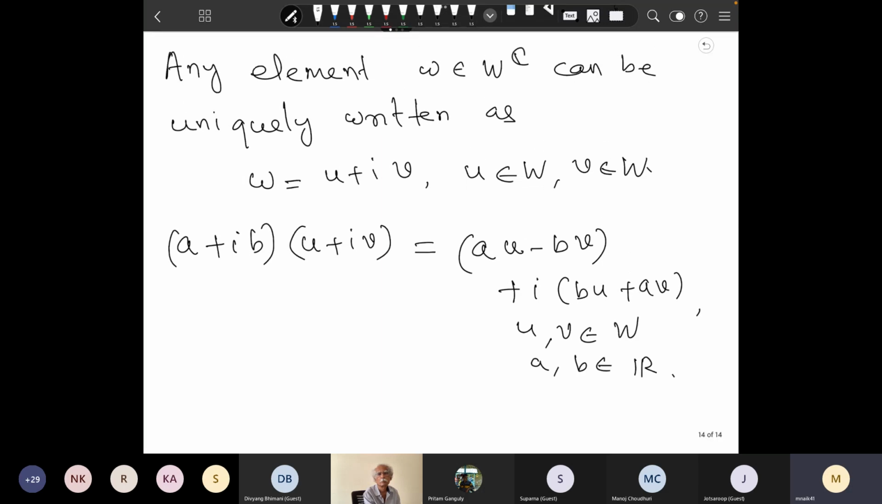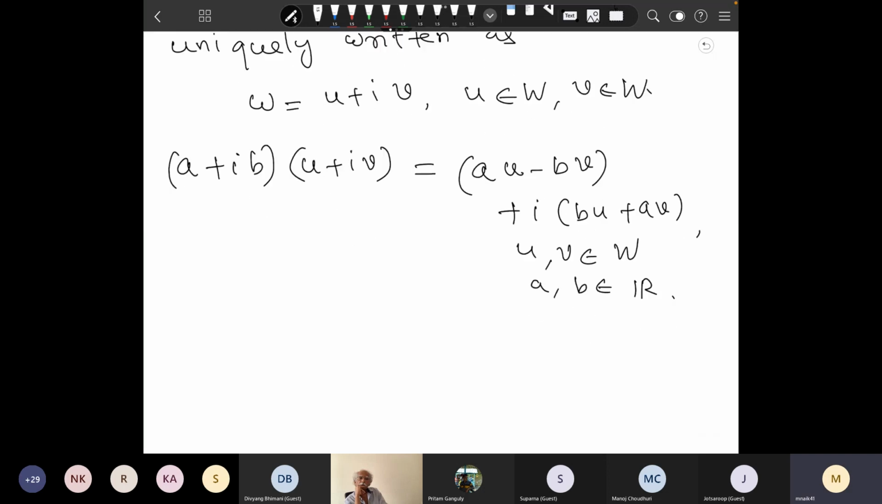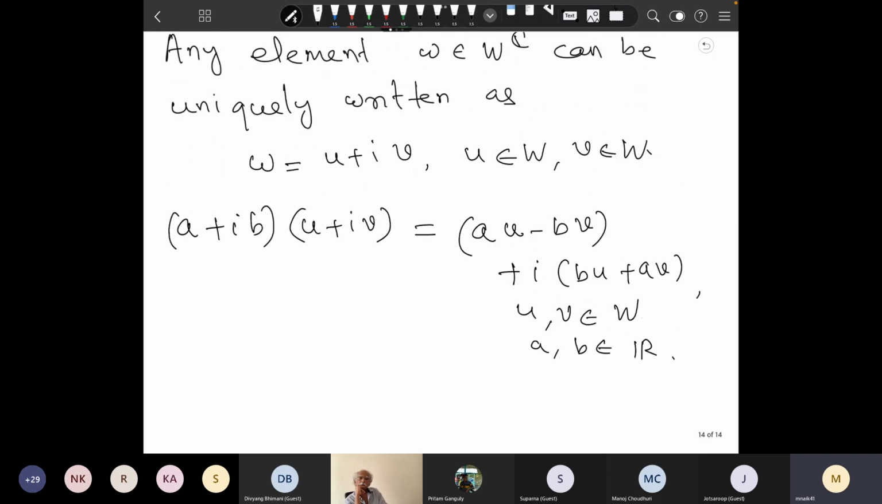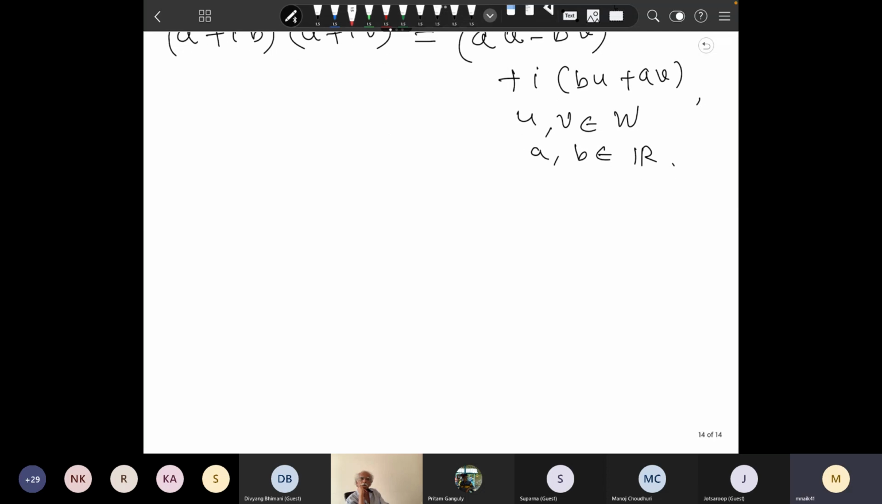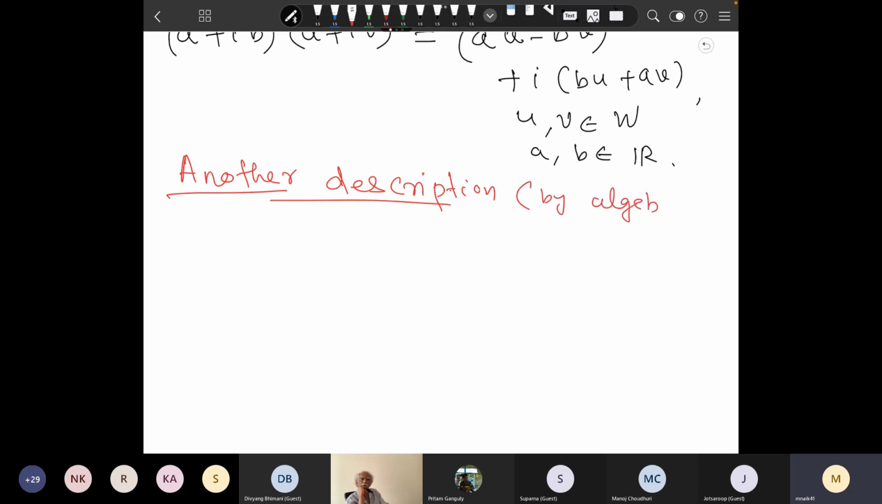Okay. So what I am getting: any element W in WC can be uniquely written as W is equal to U plus IB, where U belongs to W, B belongs to W. This is the very thing. This is what I wanted to tell about the complexification, but it has another description, and that is also useful by algebraists. So these two things are important actually.